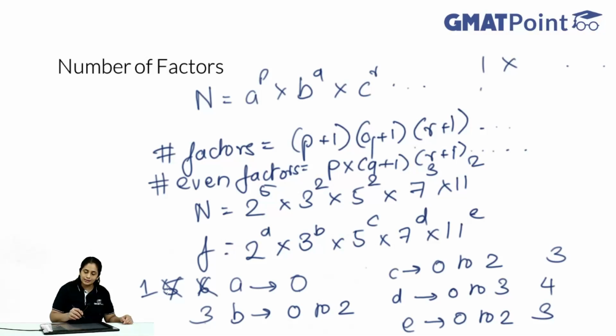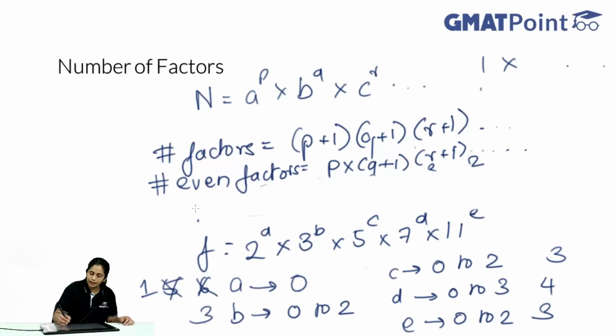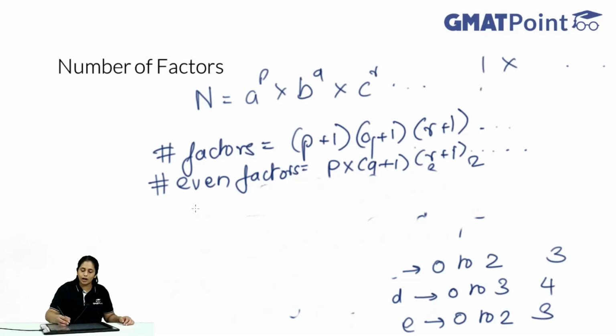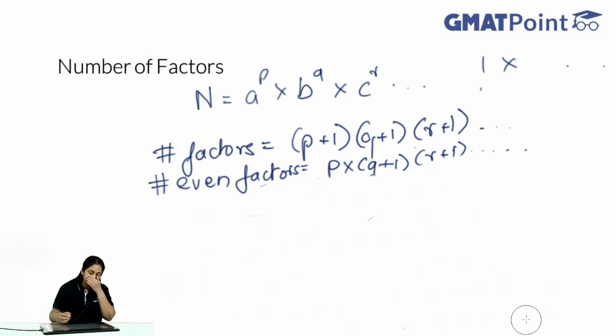So I select the power of 2 in only one way, which is 0, and then all of the others remain the same. So in this case, what do I get? I get that the number of factors is p plus 1 into q plus 1 into r plus 1 and so on, when p is the power of 2. So if p is the power of the prime number 2, then the number of factors can be selected in p plus 1 into q plus 1 into r plus 1 ways.